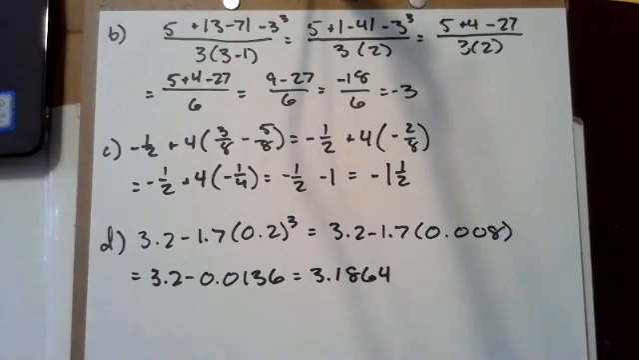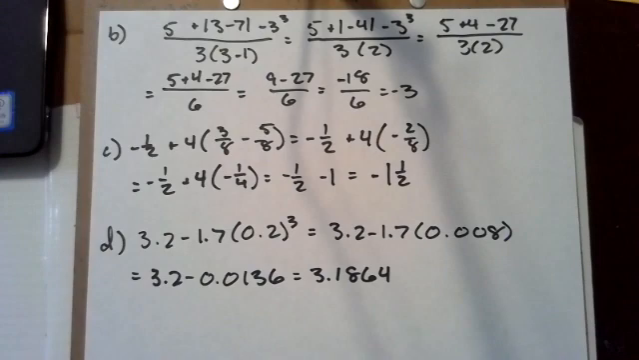Now I'm going to evaluate that absolute value as I take that power of 3. 5 plus 4 minus 27 over 3 times 2. So it's 5 plus 4 minus 27 over 6, 9 minus 27 over 6, which is negative 18 over 6, which is negative 3.